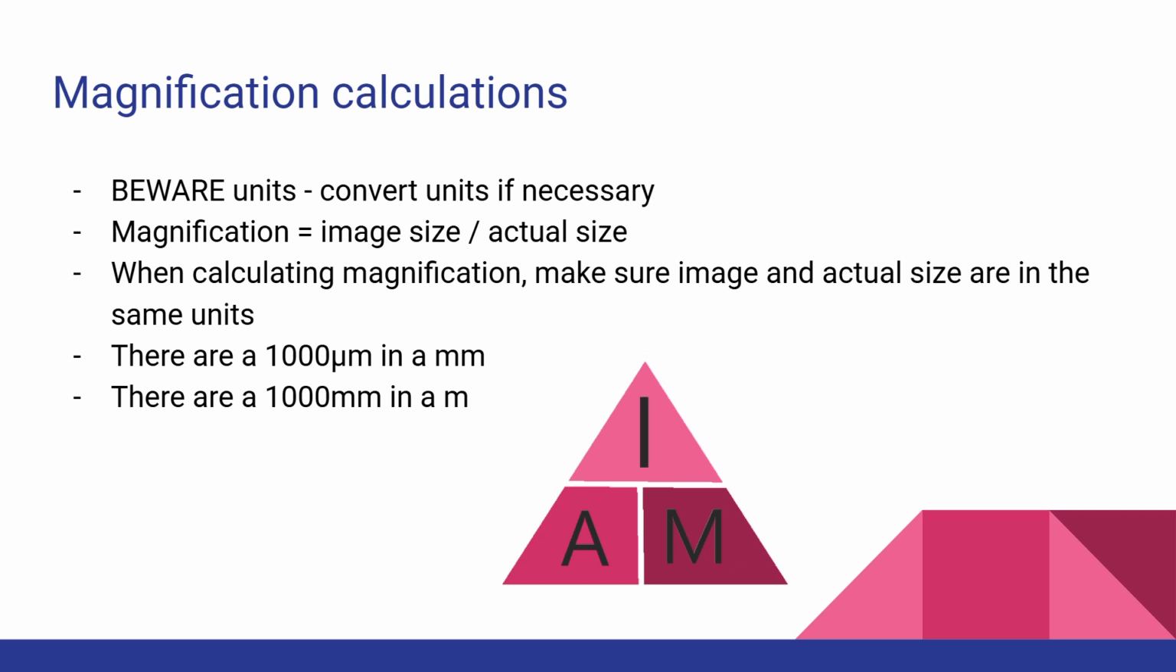Magnification calculations are something that comes up in every paper every year, so you must know this. This is the equation for magnification. Magnification is image size over actual size, and one thing I'm going to note when calculating magnification is that you must make sure that the image size and the actual size are in the same units. They like to catch people out and give them both in different units, and the unit conversions are not given, so you must know that there are 1,000 micrometers in a millimeter and 1,000 millimeters in a meter.